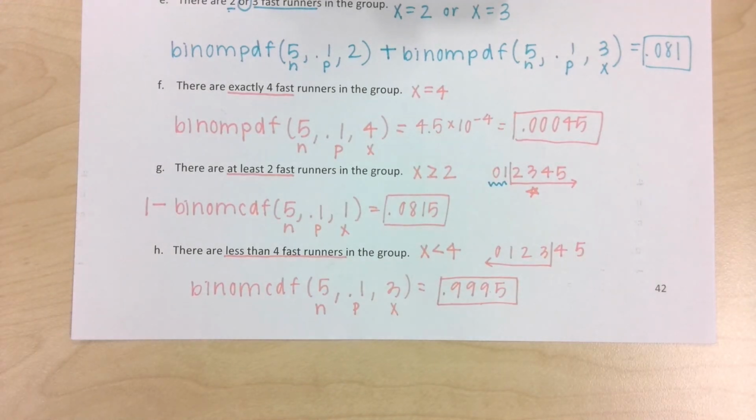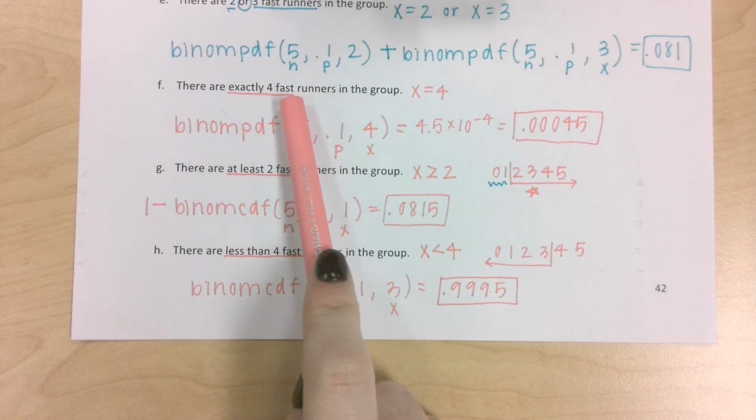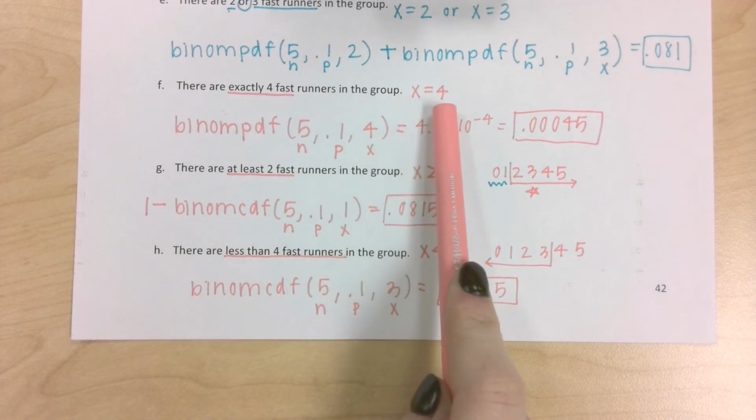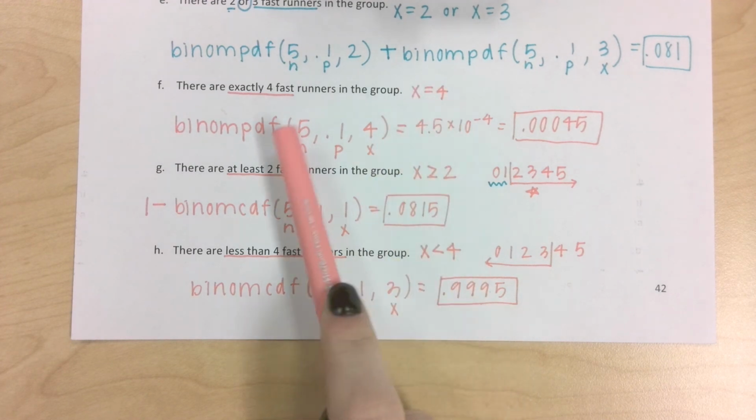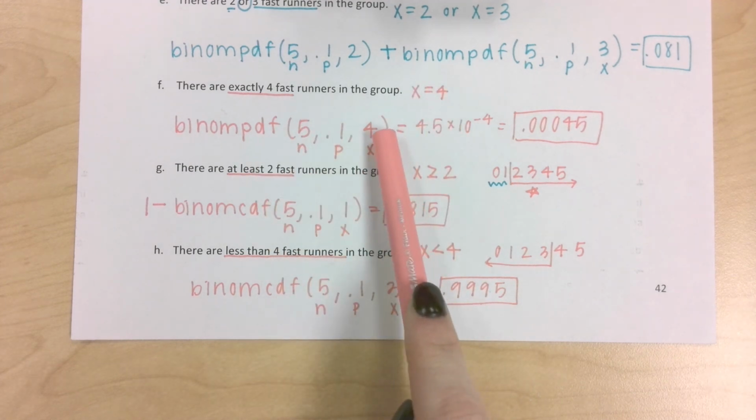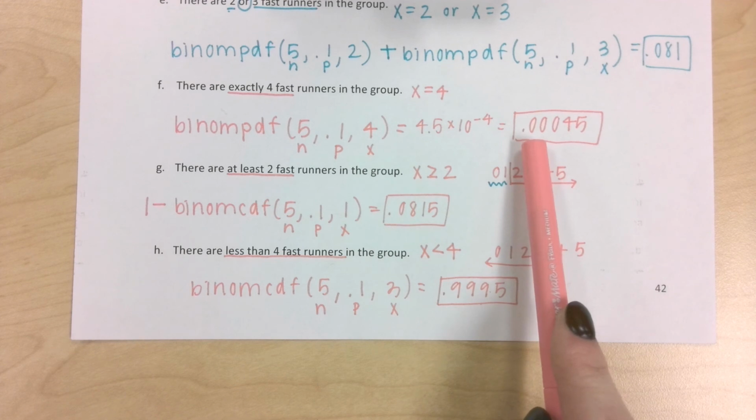All right, here are my answers for those last 3. Part F was pretty, I think, self-explanatory. It was just an equal, so you're using a PDF where your X is 4. You get a very, very small percent there.